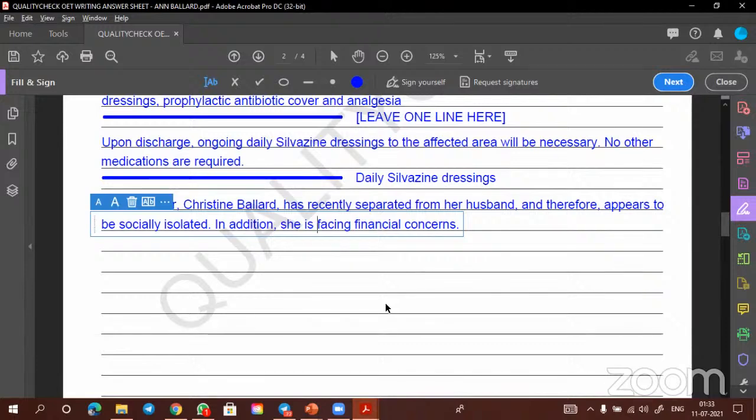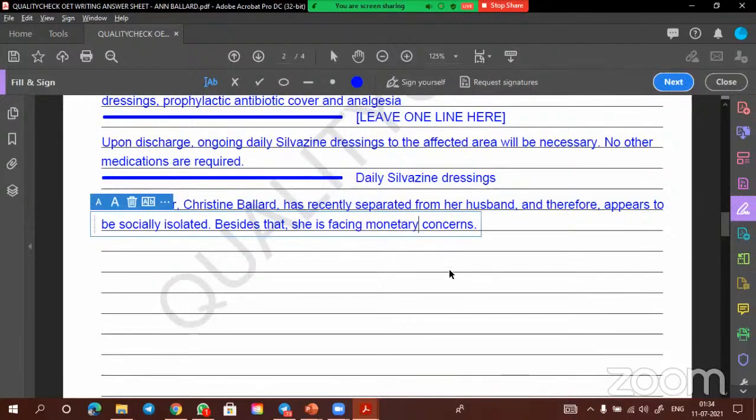Or besides that, you can also use "besides that." In addition means besides that, the same thing. Besides that, comma, means besides being separated from her husband. So besides that, she is facing financial concerns. Monetary, financial, you can use either. Why use financial also? You can use monetary. Anything you can use, that is not a problem.